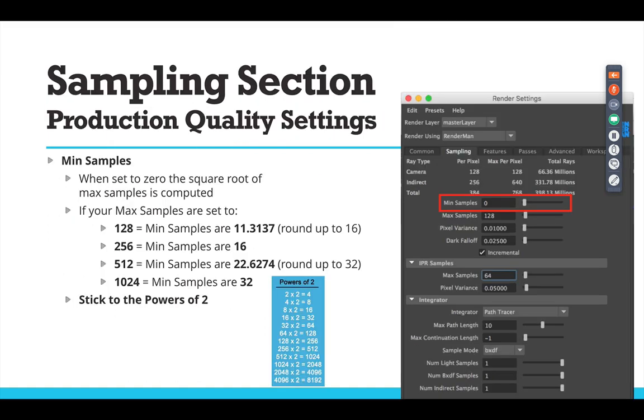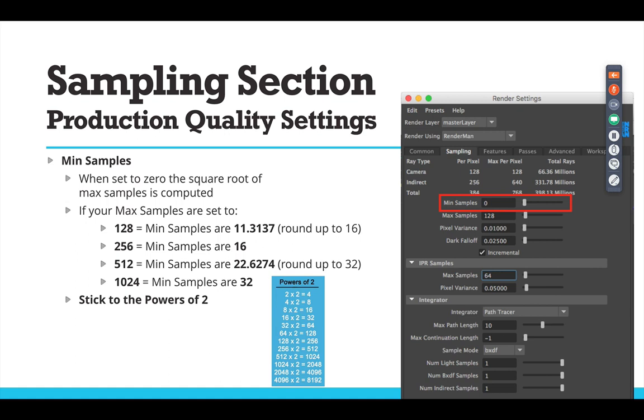Now, this part is really important. Please write this down inside your eyelids if you have to, on your hand, anywhere you're going to look, right on the mirror when you get up in the morning. For RenderMan, use the power of 2 when plugging numbers in for min samples or max samples. Power of 2 means 2, 4, 8, 16, 32, 64, 128, 256, 512.